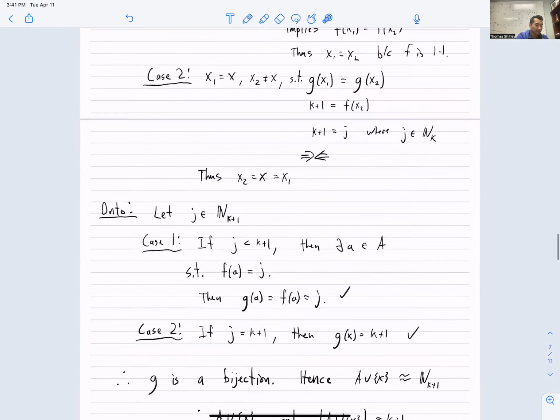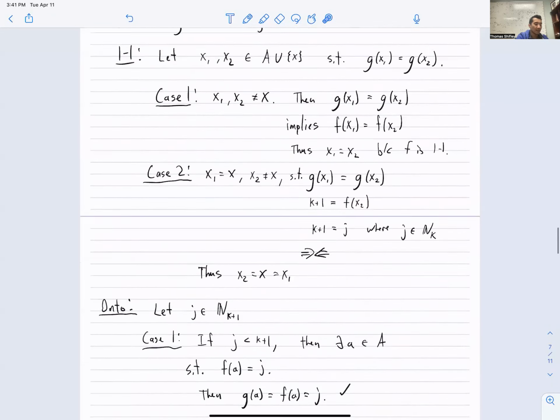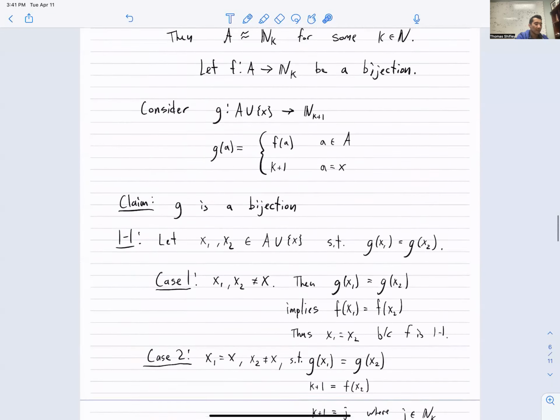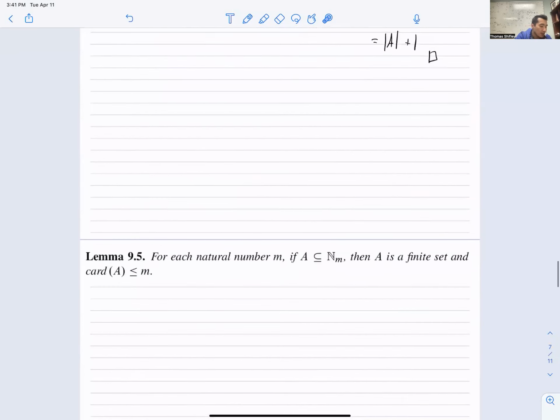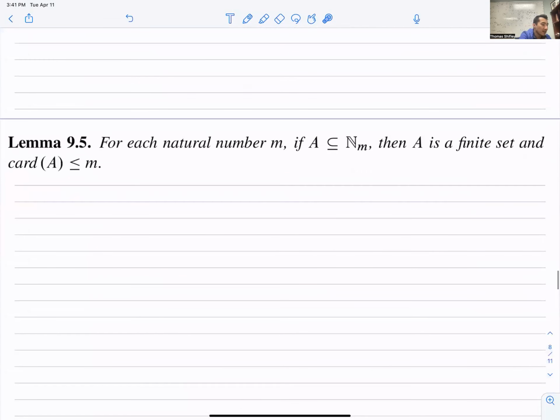And so that gives us the fact that if you add an element that's not in your set, it increases the cardinality by 1, which is exactly what we'd hope it does, right? So it does match our intuition. Okay, let's try this lemma 9.5.